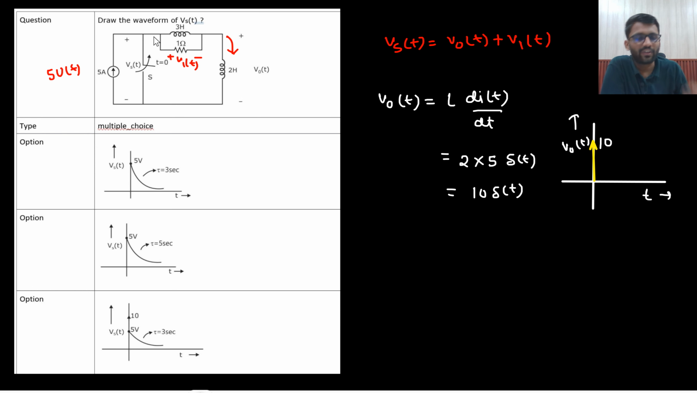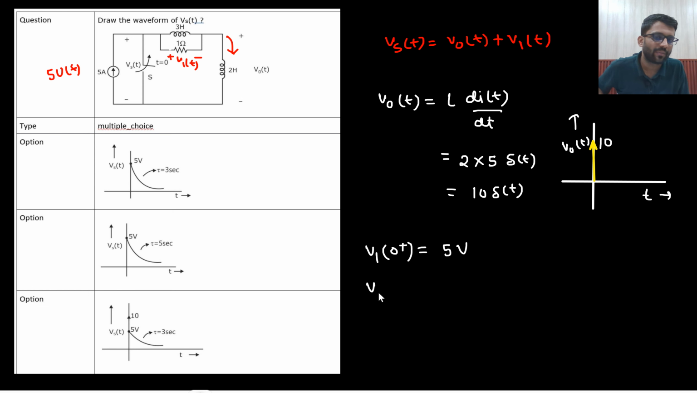Now I need to talk about V1 t. Talking about this parallel RL, what will happen initially? Initially the inductor will take 0 ampere current, so the whole current will be flowing through this 1 ohm resistance. So what will be your V1 at t equals 0 plus? The whole 5 ampere current is flowing through this 1 ohm, so that will be 5 volt.